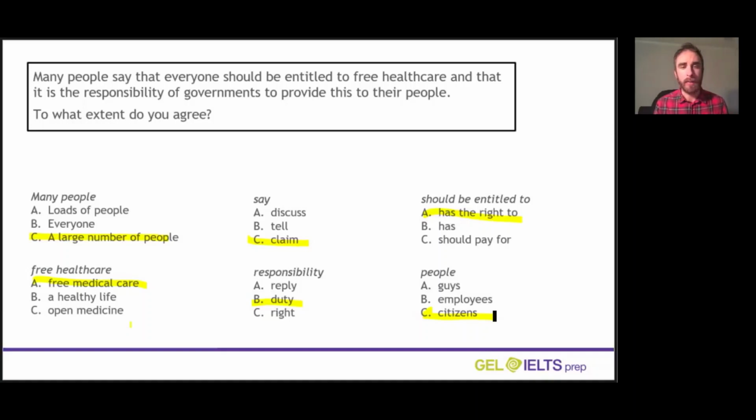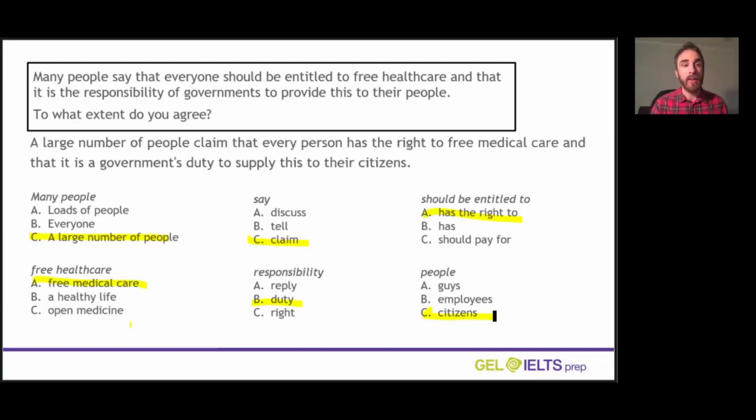So we have a large number of people, claim, has the right to, free medical care, duty, and citizens. If we put this together, we can create an introduction sentence. A large number of people claim that every person has the right to free medical care and that it is a government's duty to supply this to their citizens. You can see a few more synonyms there. Instead of provide, we've got supply. Instead of everyone, we've got every person.